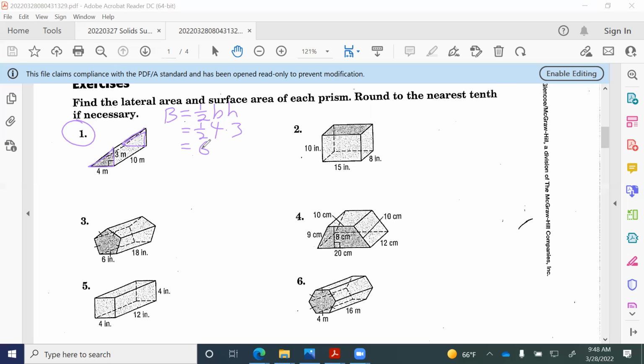Now, the next thing that we need is our lateral area. Lateral area is going to be the perimeter of the base times the height. Well, what is the perimeter of the base here? I have 3 for this side, 4 for this side. Do I know what this length is? No. But can I find it? Yeah. How do I know what that side is?